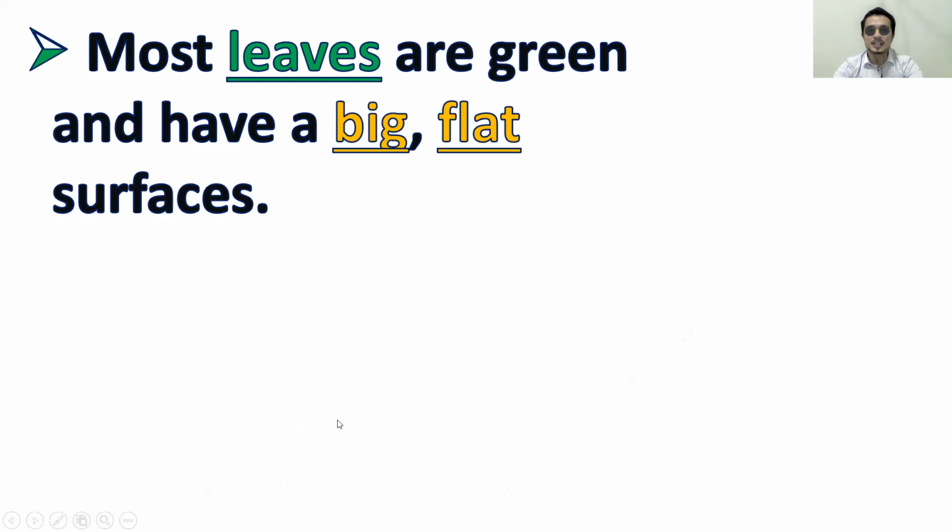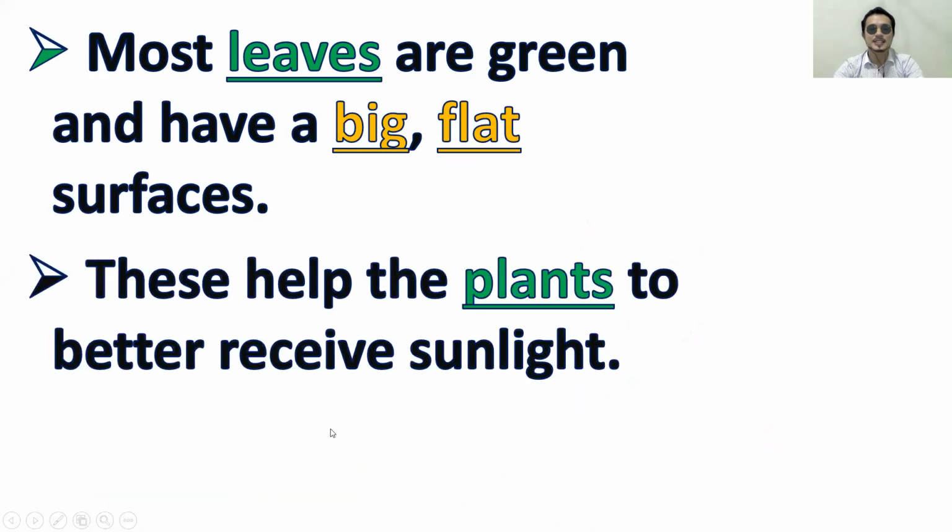Most leaves are green and have big flat surfaces. As you can see, these help the plants to better receive sunlight. So what's the reason? The leaves are usually big and flat because it helps them to receive better sunlight.